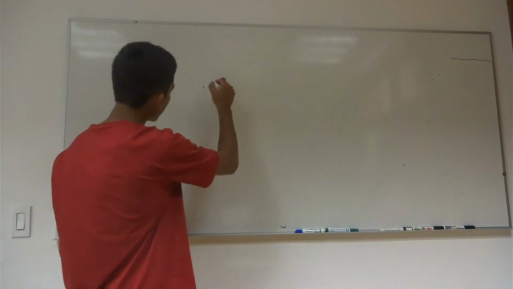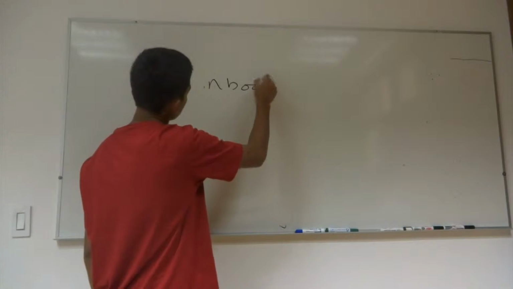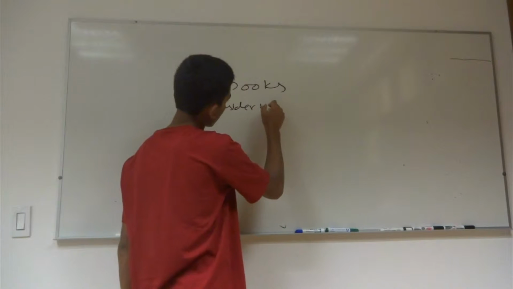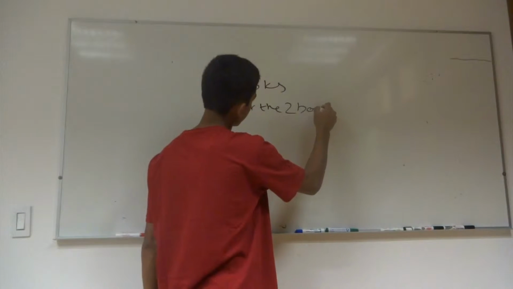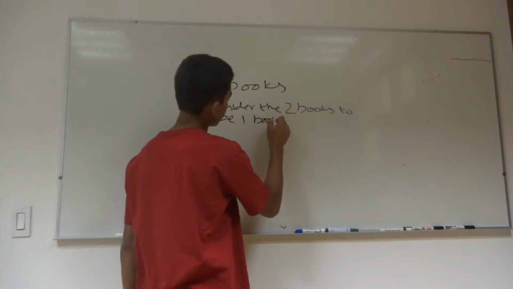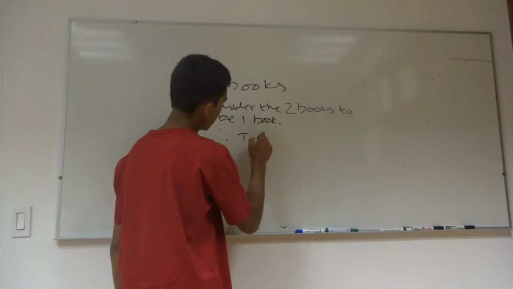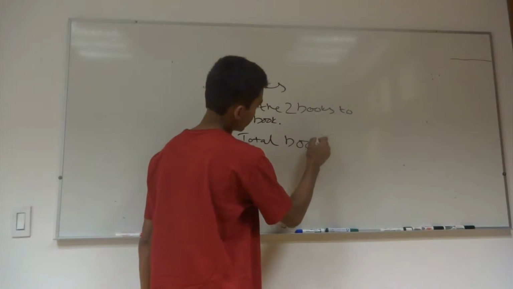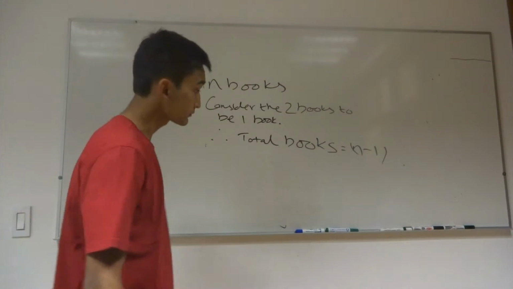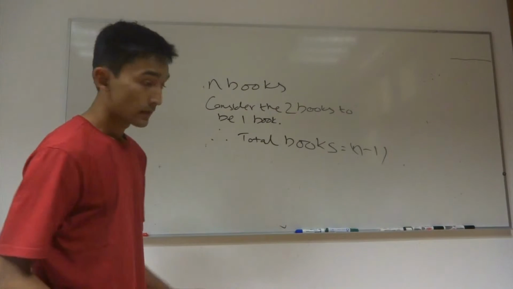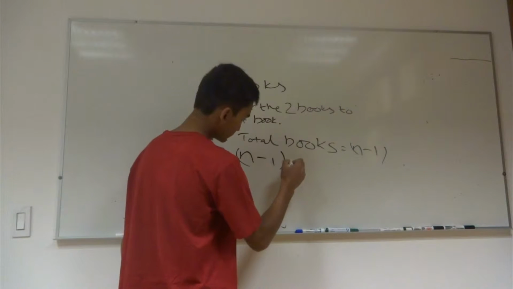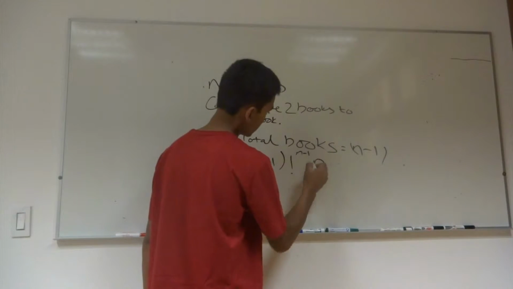Let's go. N books. Consider the two books to be one book. Therefore, total books in this case will be equal to n minus 1. Now, how many ways can you arrange this many books? N minus 1 factorial, or P(n minus 1).